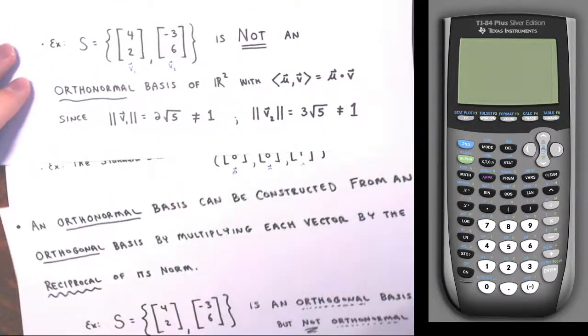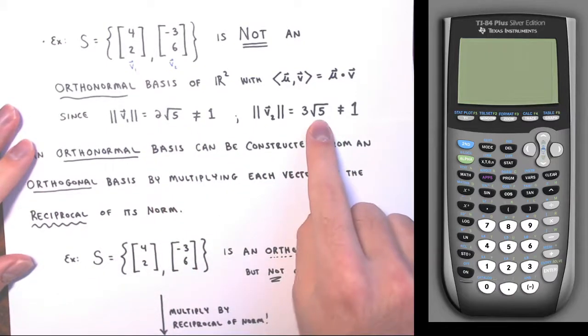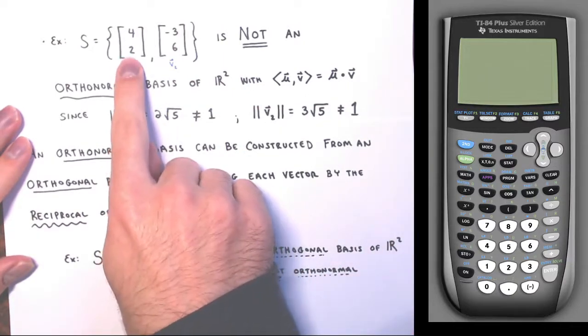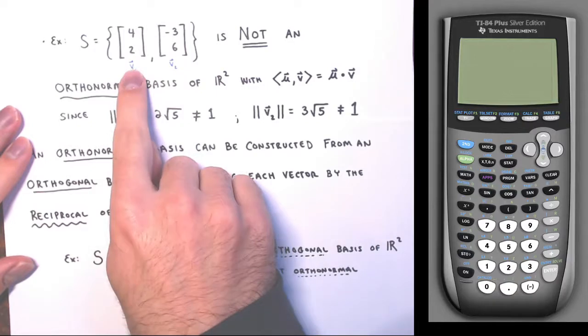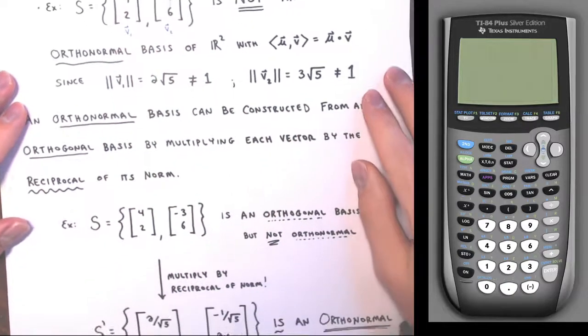The norm of the first vector was the square root of 20, or 2 root 5. The norm of the second vector was 3 root 5. Right? The square root of 45, you take 9 plus 36 and then the square root of that. So I'm going to divide each component of V1 by 2 root 5, and for V2 I'm going to divide each component by 3 root 5, and these simplify to this.